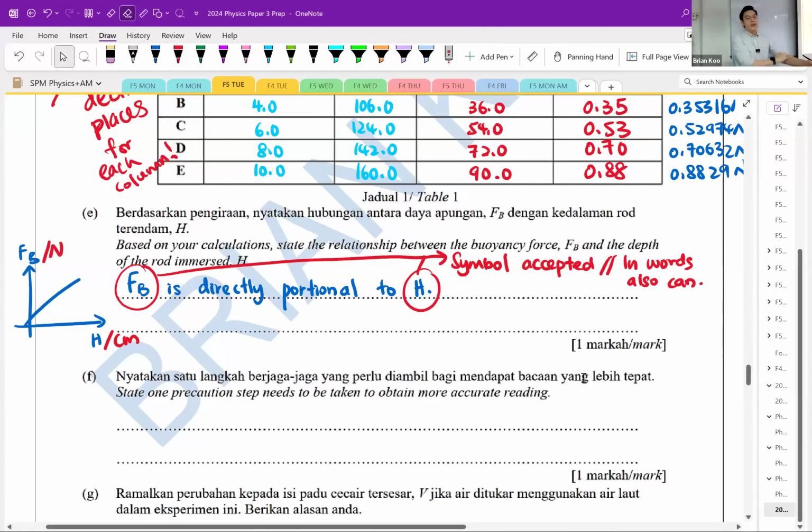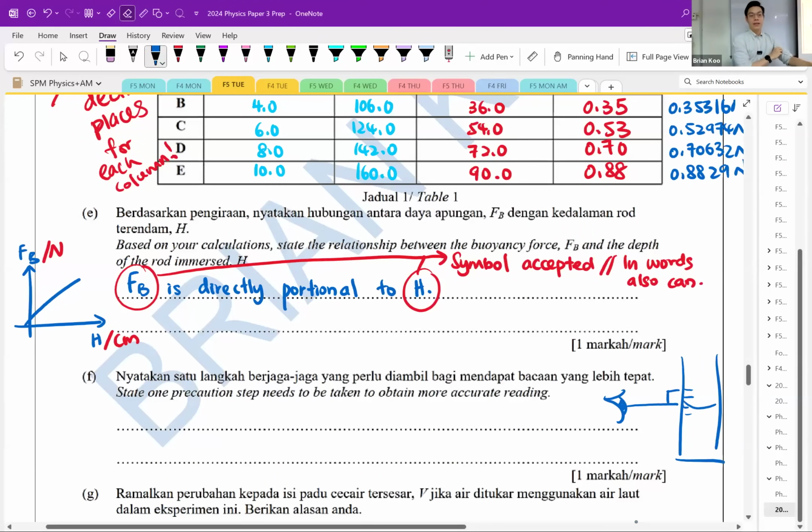Okay. Can you state one precaution? I think there's only one for this. The parallax error one, right? Ensure eye level is what? What's that word? Perpendicular, not parallel. Perpendicular to the scale. So why do we say perpendicular? Because your measuring cylinder is like this, right? Your measuring cylinder is like that. And then you want to make sure that your eye level is 90 degrees to the measuring cylinder.